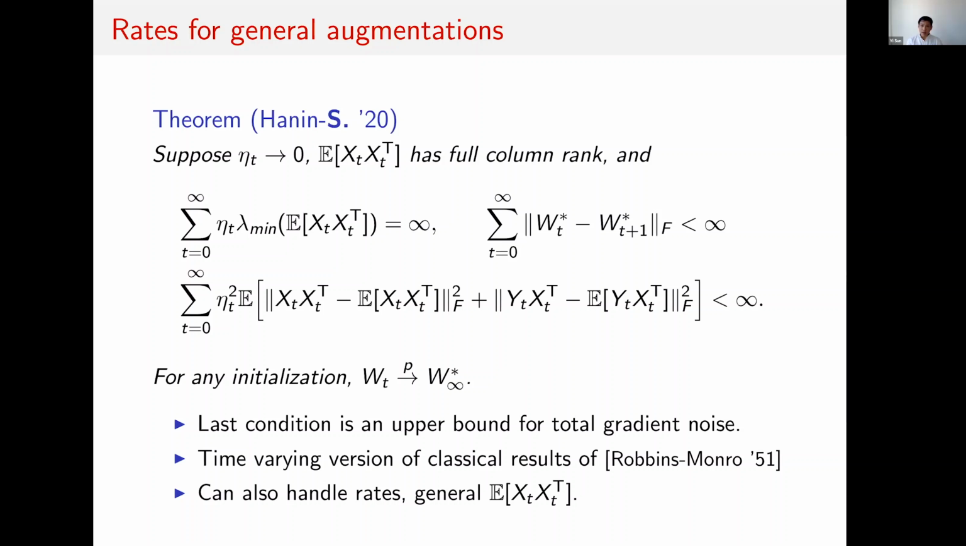If these move too fast, then maybe our single step per proxy loss would not move fast enough to converge to their limit. Okay, so with these three conditions, we get a time-varying analog of the classical Monro-Robbins condition, which handles any augmentation, but in this restrictive linear regression setting. And we also have analogs of this result, which handle general second moments.